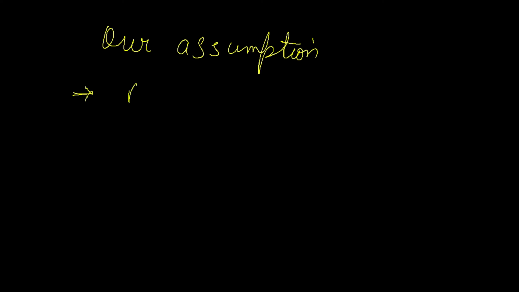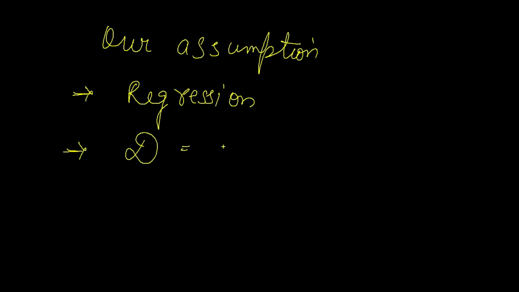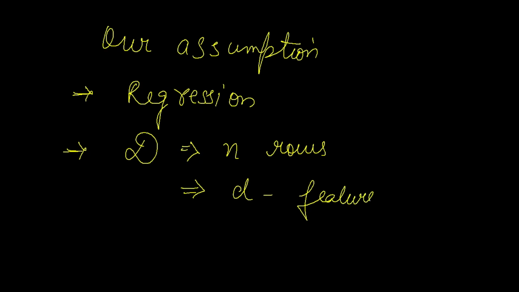So our assumption is that we have a regression problem and the data set having n rows and d features. Now let's write down all the equations which we have covered.